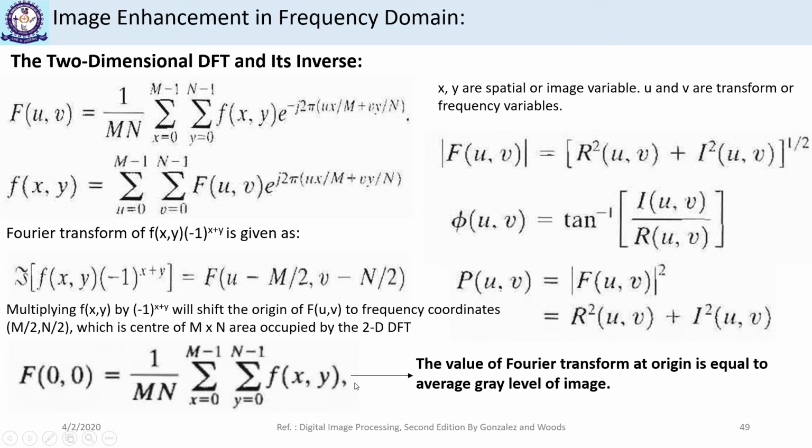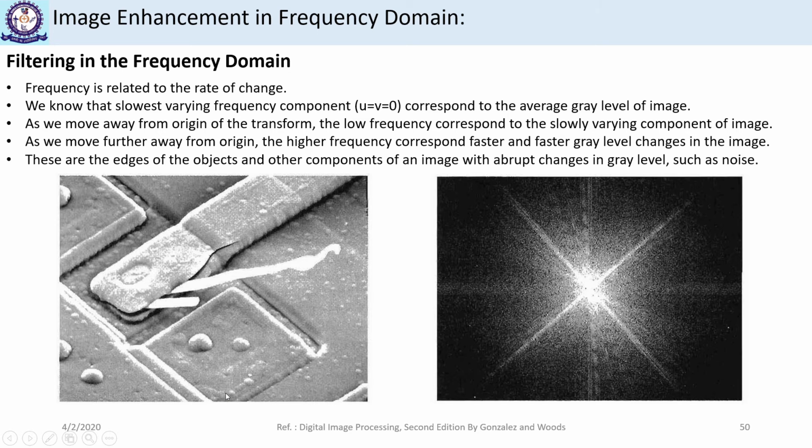Why is it called the DC component? Because both the frequency variables are zero in this. That means there is no frequency available in the signal. Only the DC component is available. So this is called the DC component of the image, and this represents the average gray level of the image.